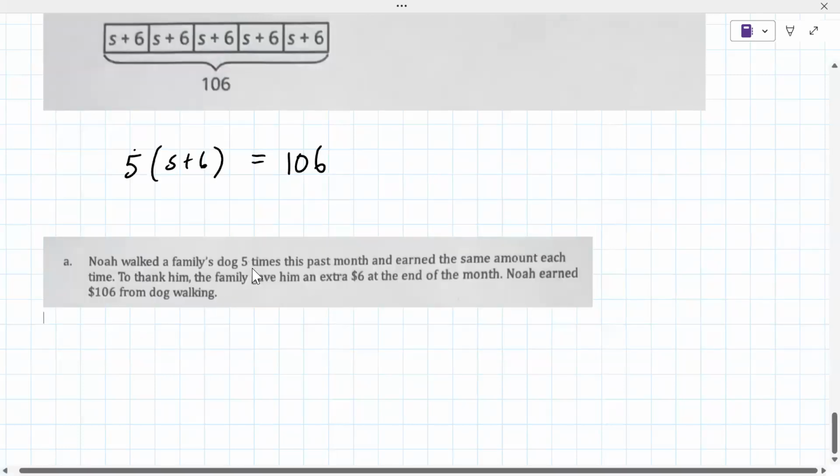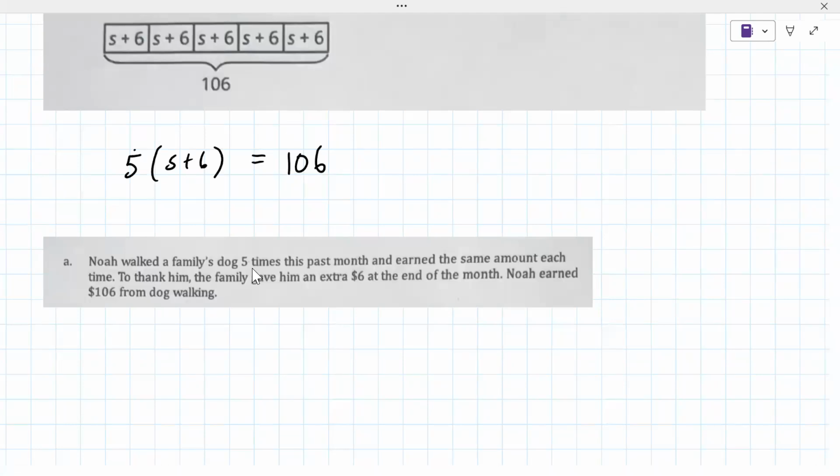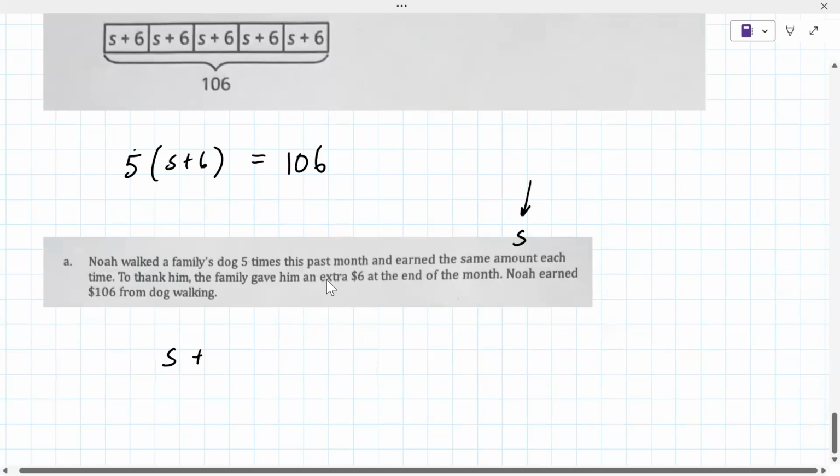All right. Noah walked a family dog 5 times this past month and earned the same amount each time. To thank him, the family gave him an extra $6 at the end of the month. So let's say what he was paid was S. So the first time he walked the dog, how much money did he get? S. Yes. And the second time? 6. Nope. That was at the end of the month.